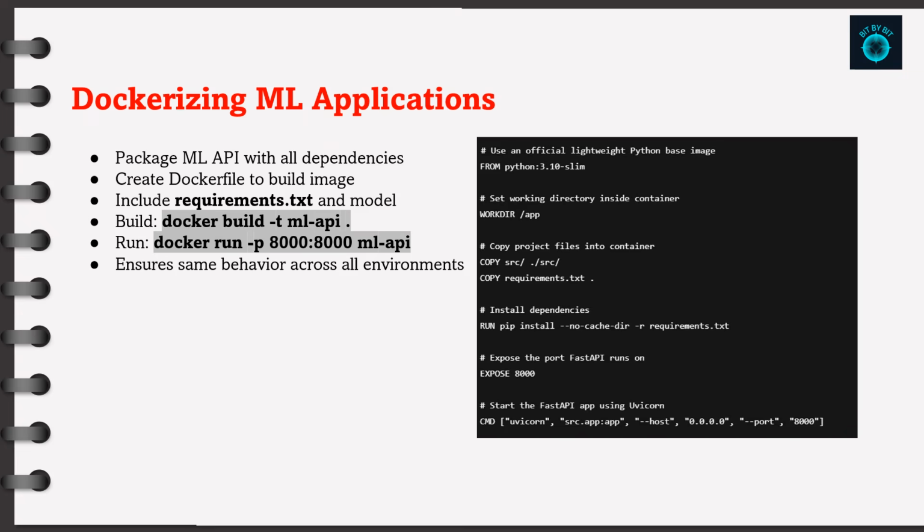Then, we install the dependencies by running pip install -r requirements.txt. The --no-cache-dir flag keeps the image smaller by not storing pip's cache files. After that, we expose port 8000, which is the port where our API listens. Finally, the CMD command tells Docker what to run when the container starts. Here we run uvicorn src.app:app --host 0.0.0.0 --port 8000. This line launches our FastAPI service automatically when the container runs.